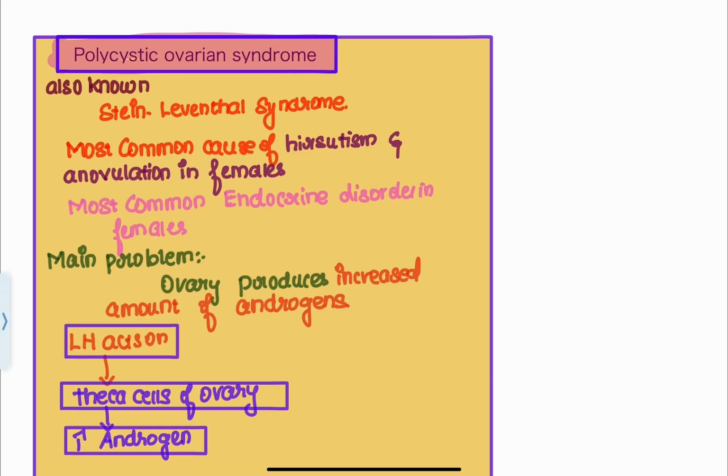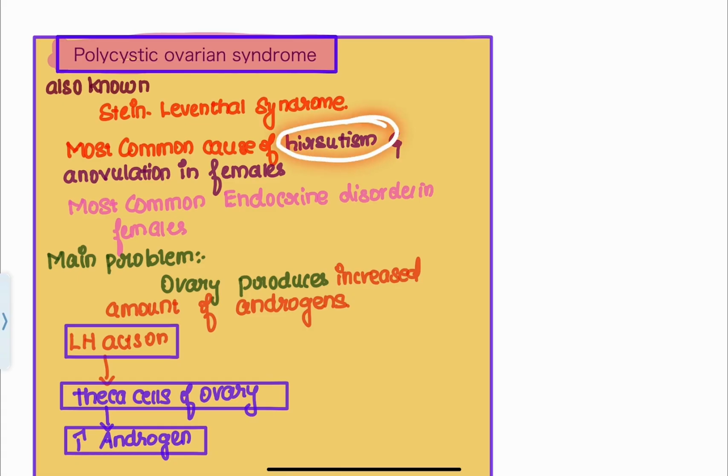So most commonly, adolescent females come to the OPD with complaints of amenorrhea. When you do the investigations in such females and group them according to the symptoms existing in her, you will come to a conclusion of polycystic ovarian syndrome. Is that clear? Yes. So the most common cause of anovulation in females is PCOS.